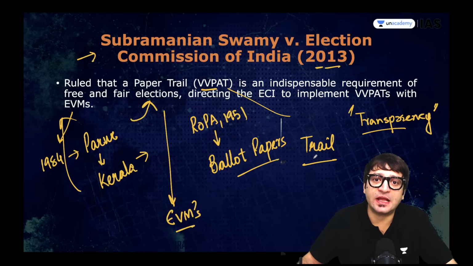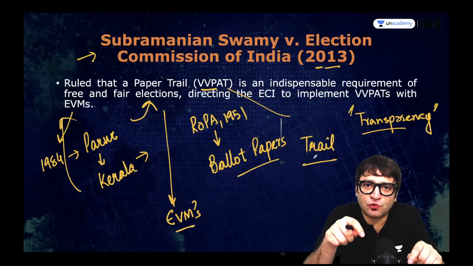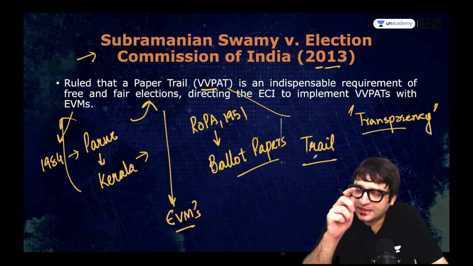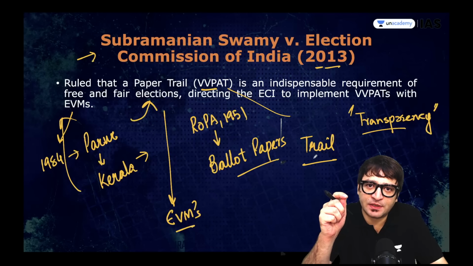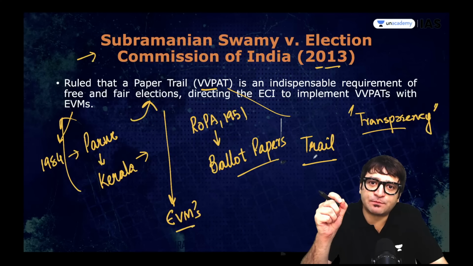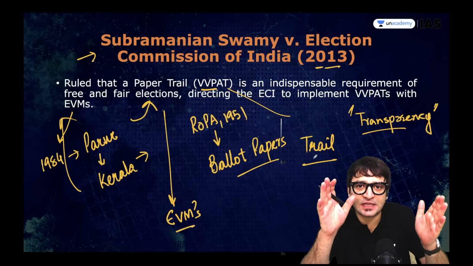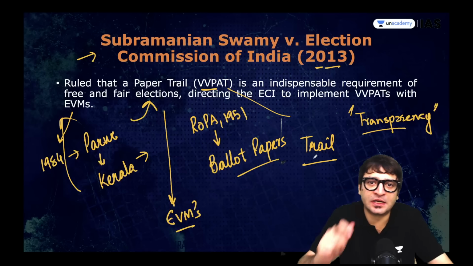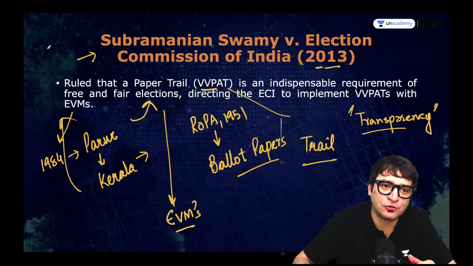Not trial, trail. So as soon as I press the button on the electronic voting machine, information gets displayed for 7 seconds. What is the serial number of my vote? What is the name of the candidate against whom my vote has been registered? What is the symbol of that political party or the candidate? I get to see this information for 7 seconds. After that, the slip gets cut and gets deposited into the ballot box. That's enhancing transparency, and that is thanks to the Supreme Court.